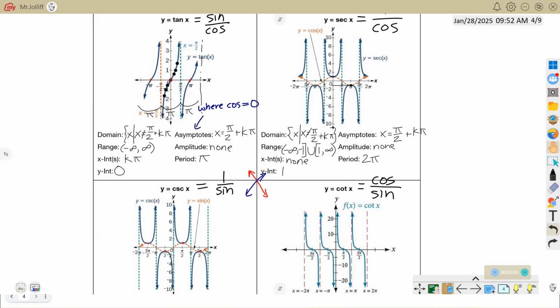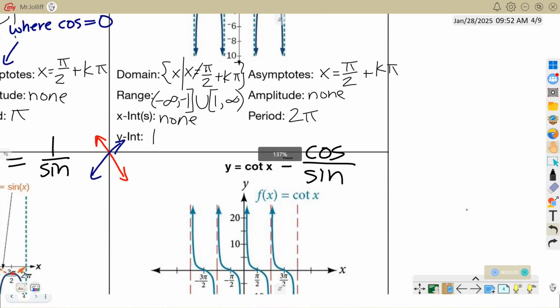Good. And then the other thing we need to look at are where are those asymptotes occurring? So we know for tangent, they were occurring at the halves. Pi over 2, 1.5 pi over 2, 2.5 pi over 2. Where are these asymptotes occurring for cotangent?